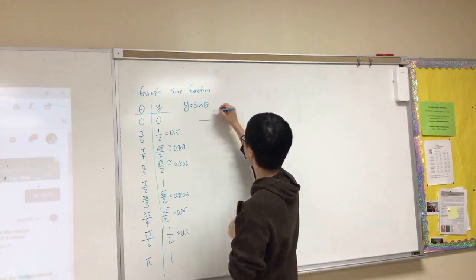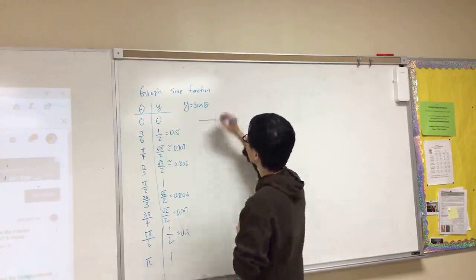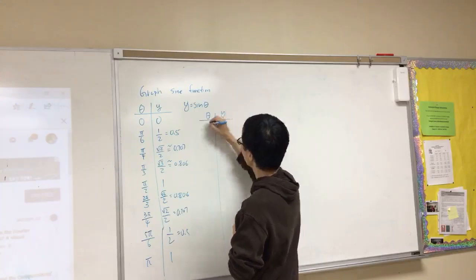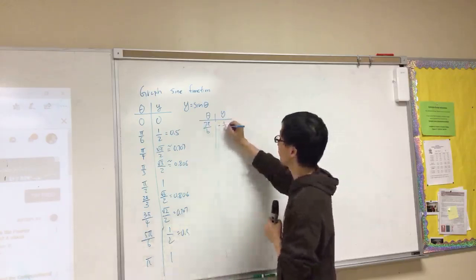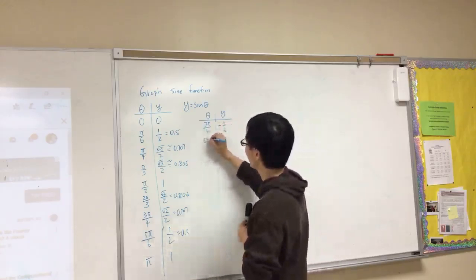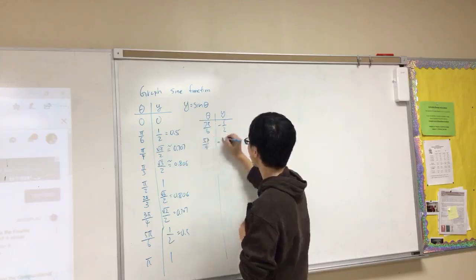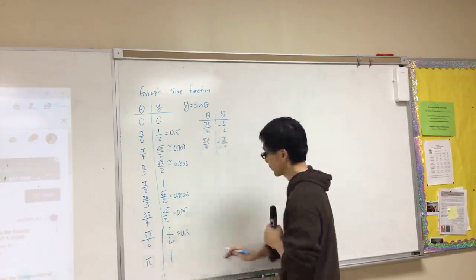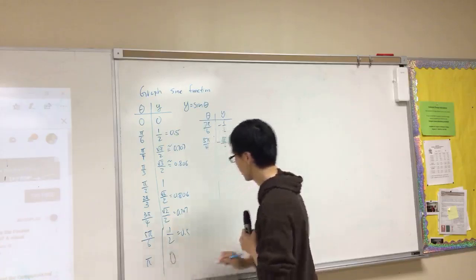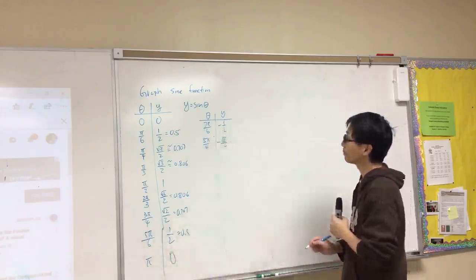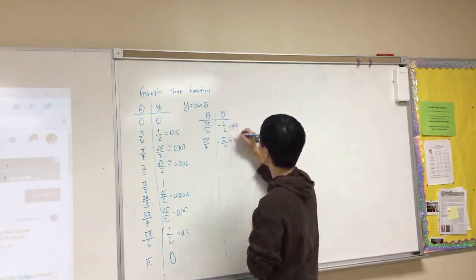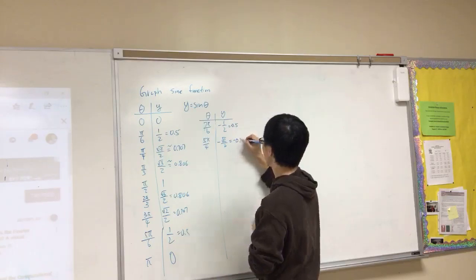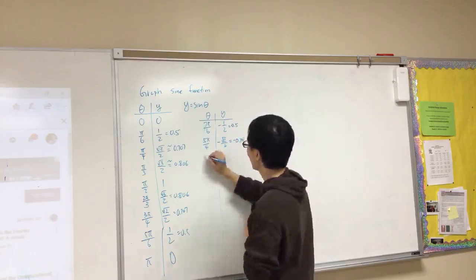So we're going to do the second half. It will be theta, y, and we're going to go with 7 pi over 6. What do you get for 7 pi over 6? Negative half, good. And how about 5 pi over 4? Negative square root of 2 over 2, which is negative 0.707. Pi is 0. Good job, Andres.